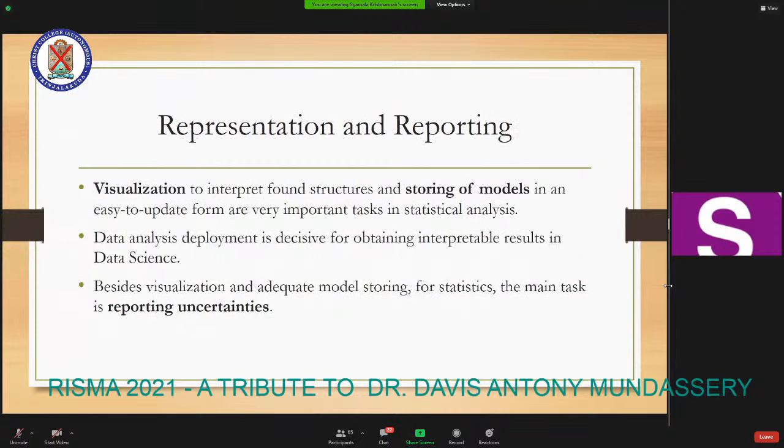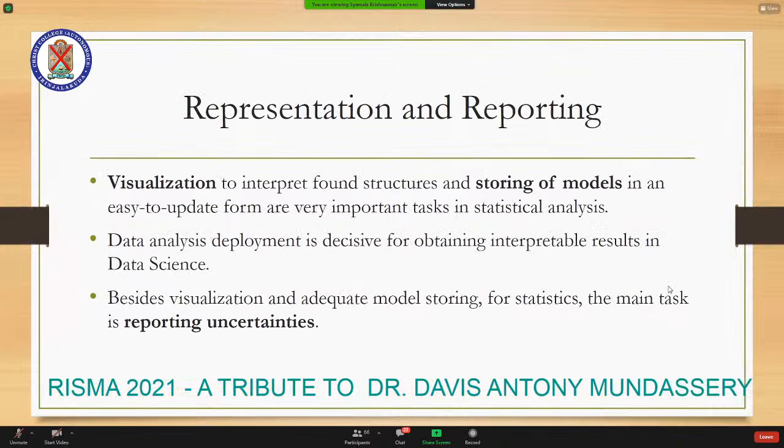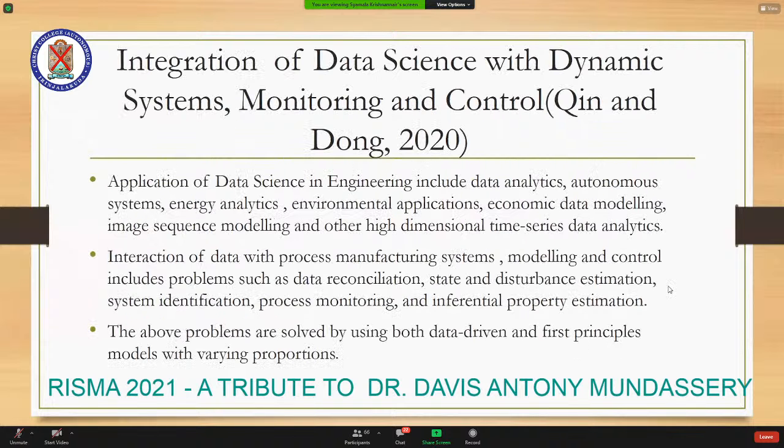The next one is representation and reporting. Here we talk about visualization to interpret found structures and storing of models in an easy to update form, which are very important tasks in statistical analysis, and in any analysis. So data analysis deployment is decisive for obtaining interpretable results in data science. Besides visualization and adequate model storing for statistics, the main task is reporting uncertainties. That we also need to remember, because we need to report the uncertainty. Also, we need to give some idea about the review: how do we do the review? If somebody wants to reproduce this, how can we do that? So it's very important when we report the outcome of the experiment.